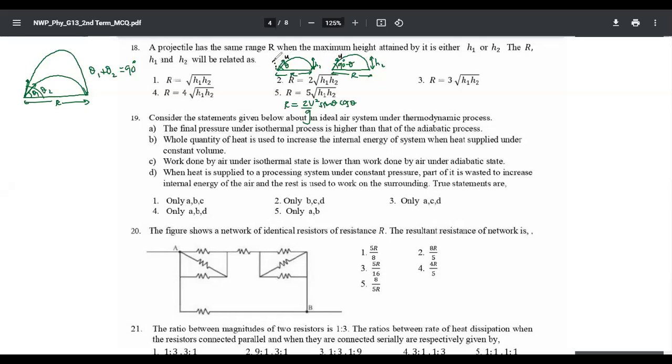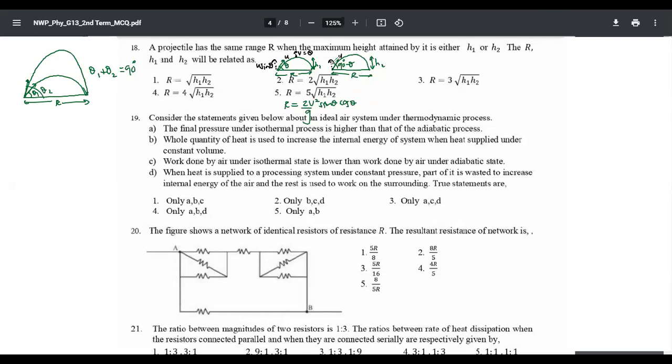What is the vertical component here? People tell me. What is the vertical component? U sine theta, isn't it? U sine theta. And at the maximum height, the vertical component is 0. Here, what is the vertical component? Tell me quickly.